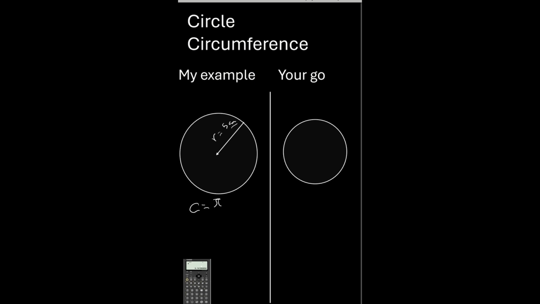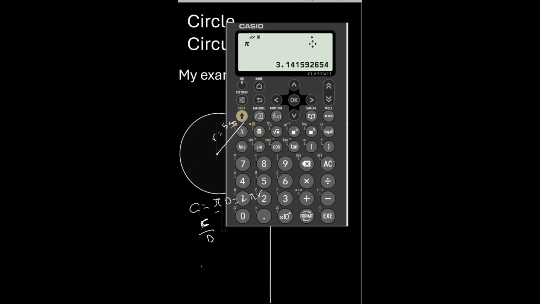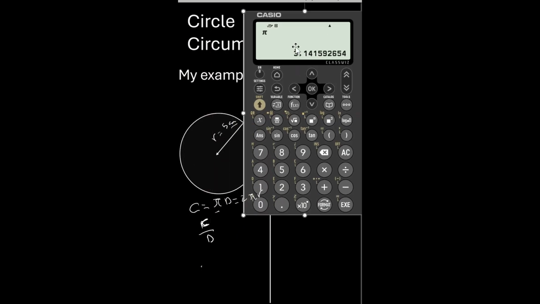The rule is simple: pi d or 2 pi r. Pi times the diameter and 2 pi r. Somebody might ask me, what is pi? Pi is a ratio between the circumference and the diameter of the circle. So it's a fixed number. It's 3.14. Don't try to memorize it because it's already on the calculator.